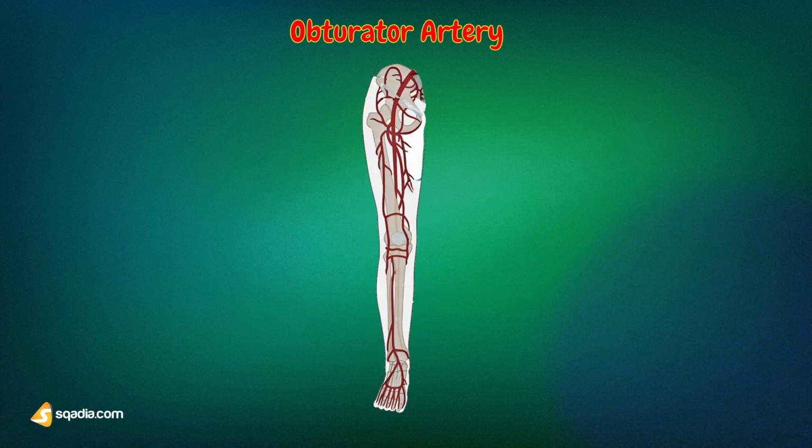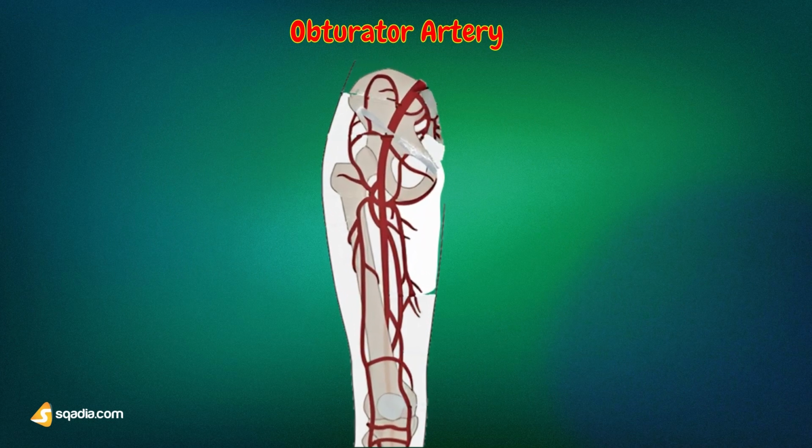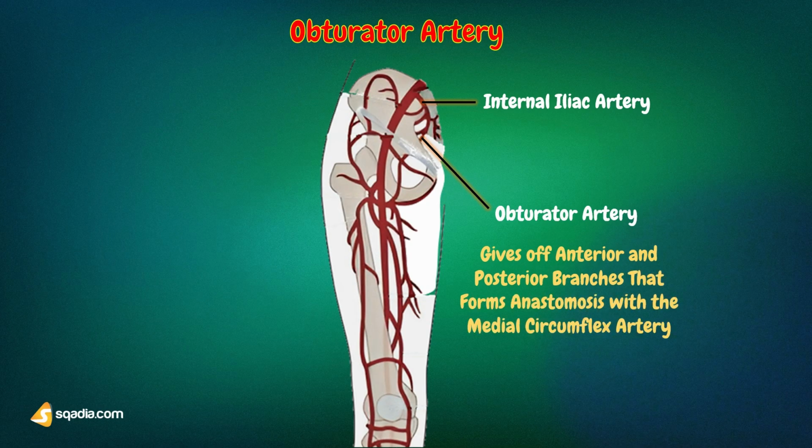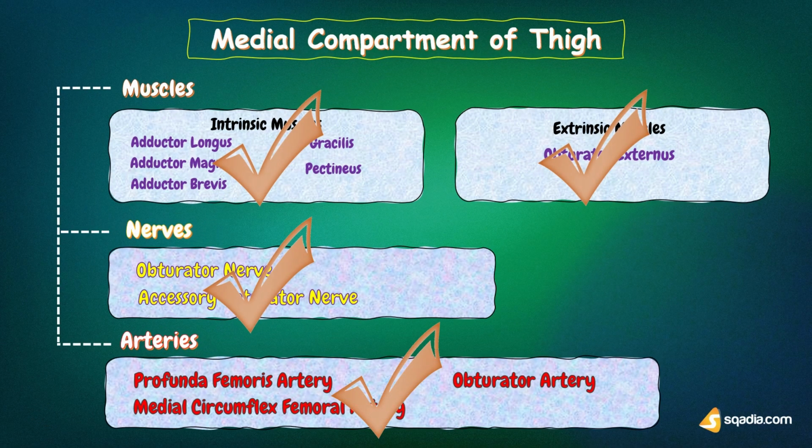The obturator artery is a branch of the internal iliac and accompanies the obturator nerve in the pelvis. At the upper margin of the obturator foramen, the obturator artery divides into anterior or medial and posterior or lateral branches, which form a circle over the obturator membrane and anastomose with the medial circumflex femoral artery. Both branches supply the neighbouring muscles. It gives off muscular branches and an articular branch to the hip joint. This concludes our lesson on the medial compartment of the thigh.